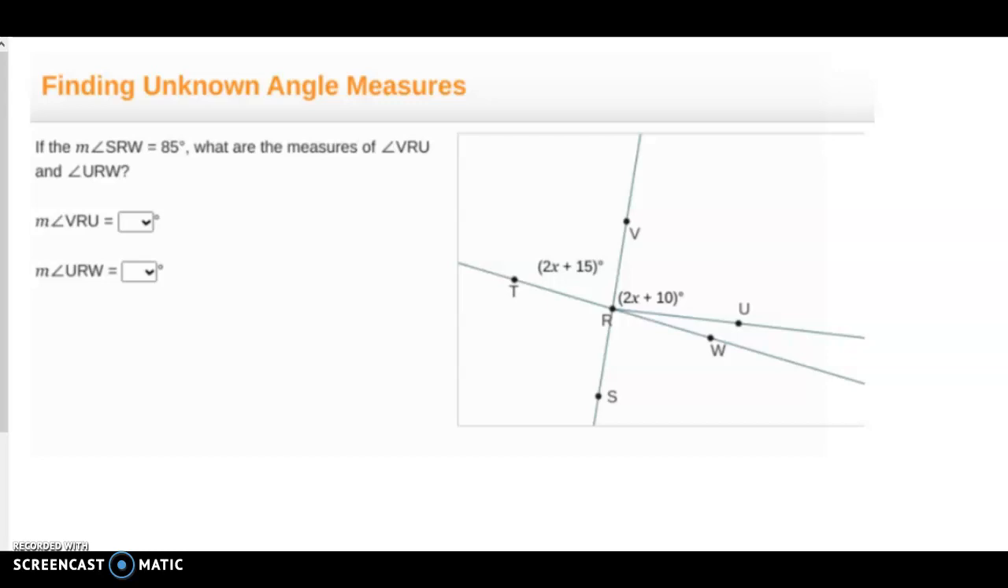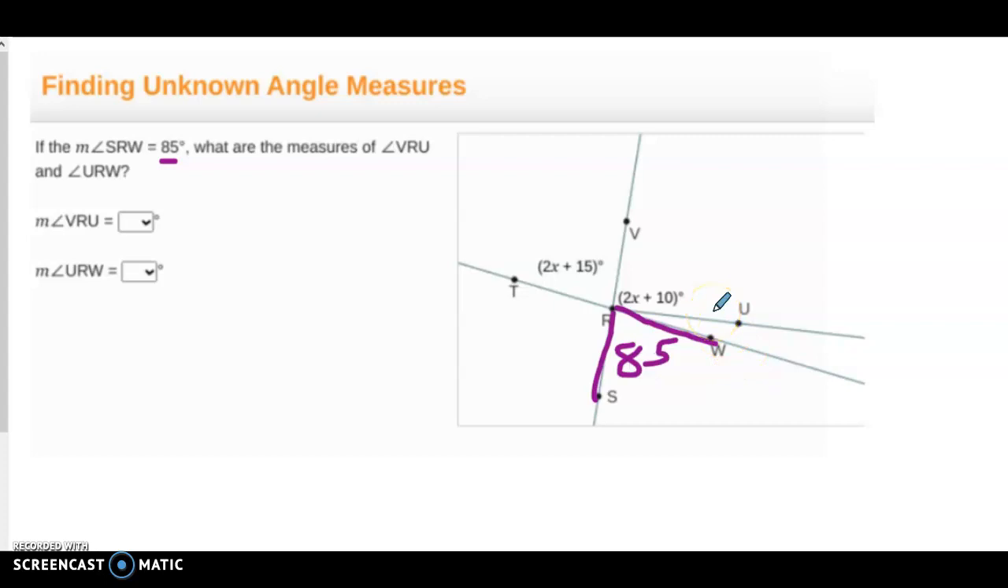Right, here's a video to help you find some missing angles. So the first thing I'm going to do is put in the information I'm given. I'm told that angle SRW, so here's S to R to W, I am told that this angle is 85. So I'll put that in.